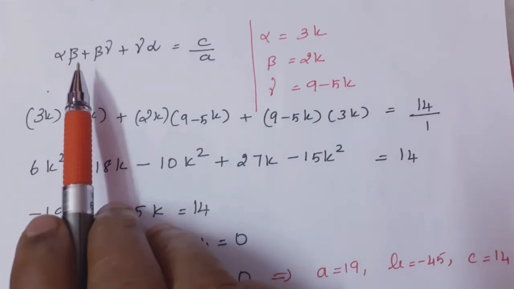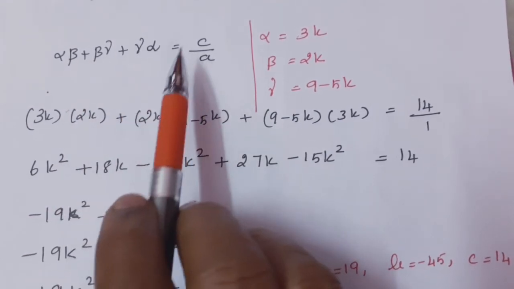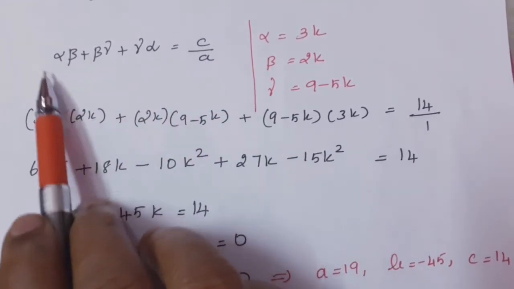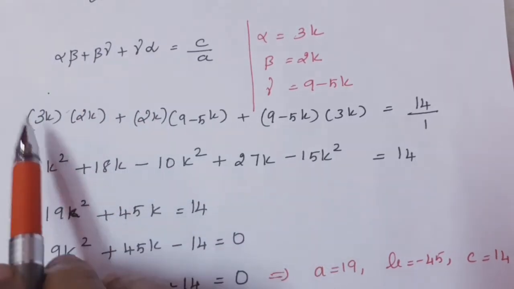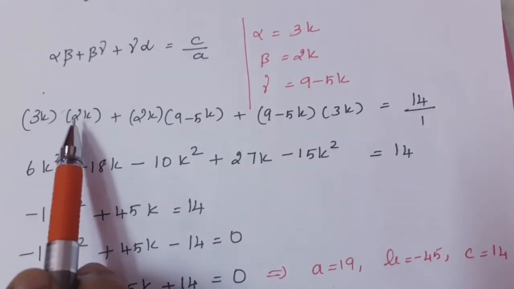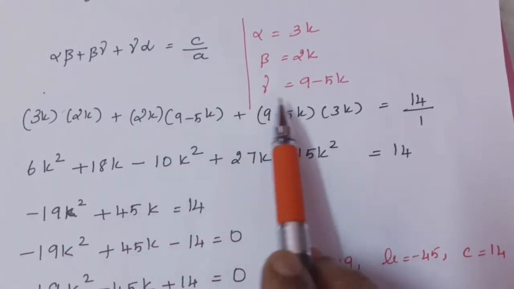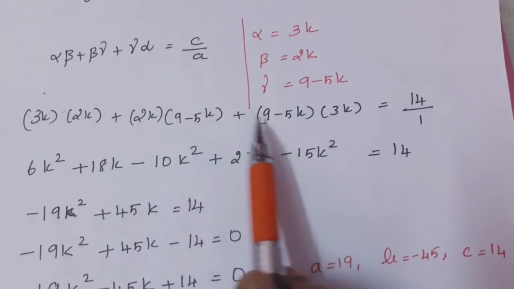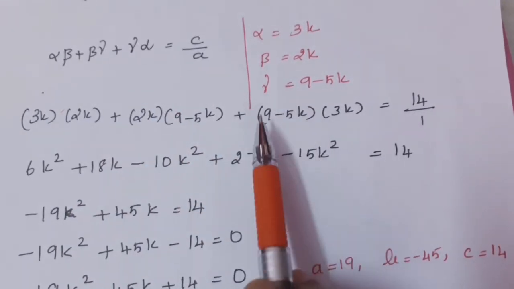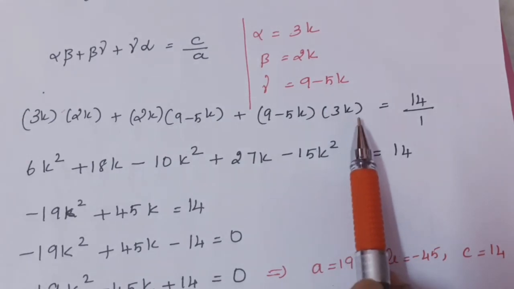Next, we are going to summation of 2. Summation of 2 is alpha beta plus beta gamma plus gamma alpha equal to c by a. So substitute the values for alpha, beta and gamma. Alpha equal to 3k, beta is 2k: 3k into 2k, plus beta gamma, 2k into 9 minus 5k, plus gamma alpha, 9 minus 5k into 3k, equal to c by a.